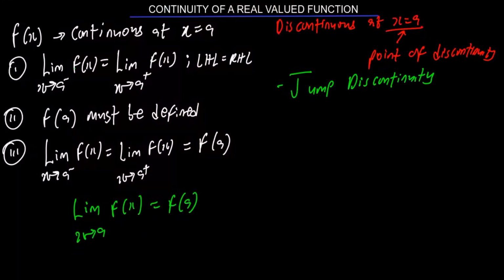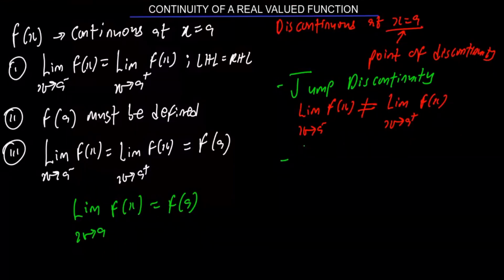If you are checking for your conditions here, if the first condition is not satisfied, that is, if the limit as x tends to a negative of f of x is not equal to the limit as x tends to a positive of f of x, it means that this function has a jump discontinuity. Next one, another type that we have is what we call infinite discontinuity.